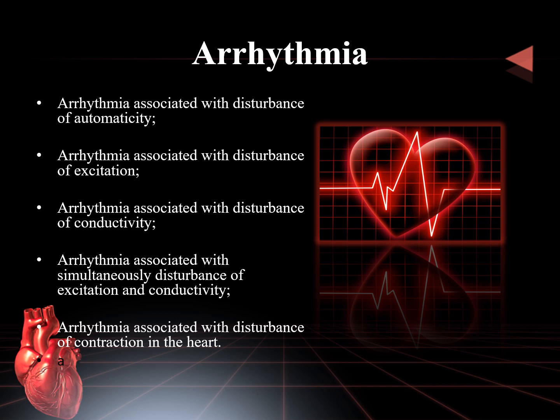The first is arrhythmia associated with impaired heart automaticity. The second is arrhythmias associated with impaired excitability. Then arrhythmias associated with impaired conduction in the heart muscle, and arrhythmias associated with the simultaneous disturbance of the excitability and conduction of the heart. And at last, arrhythmias associated with impaired contractility of the heart.